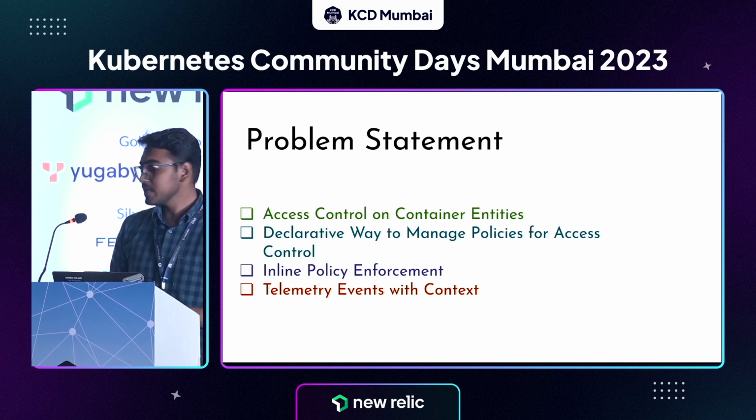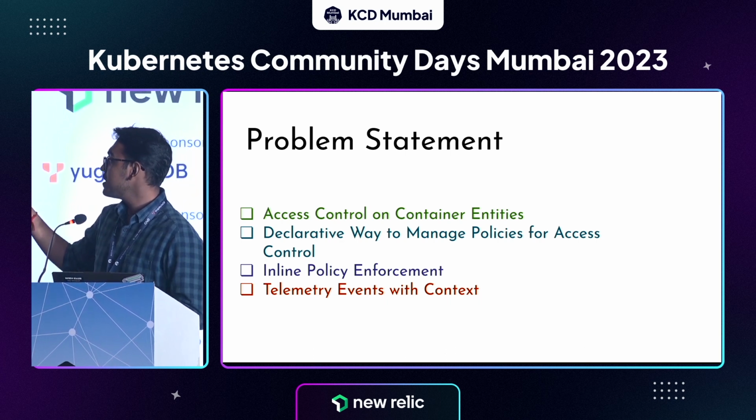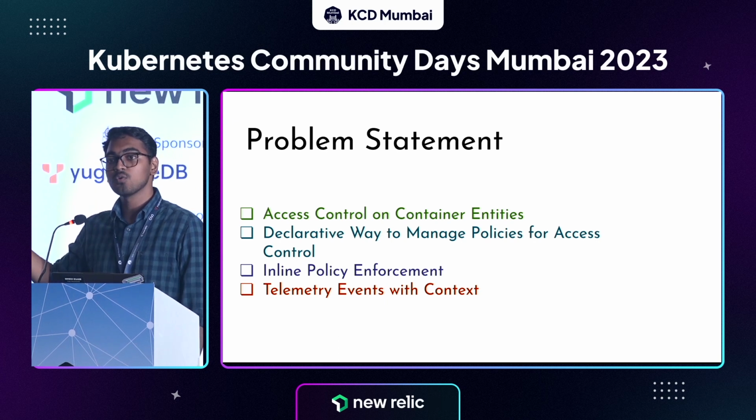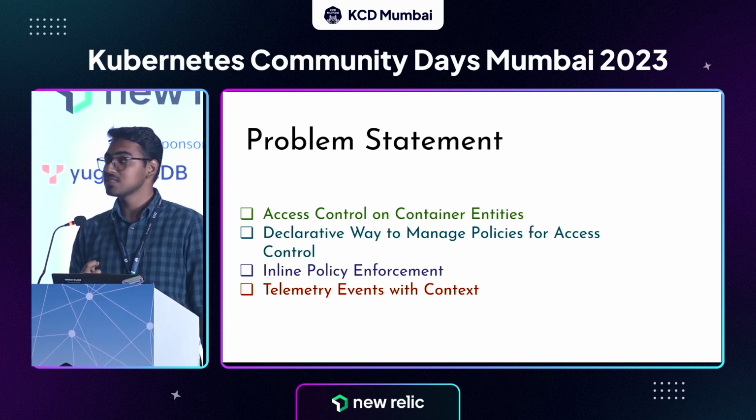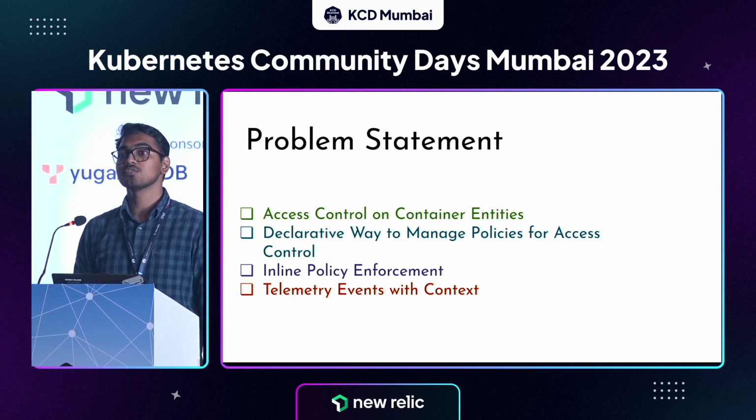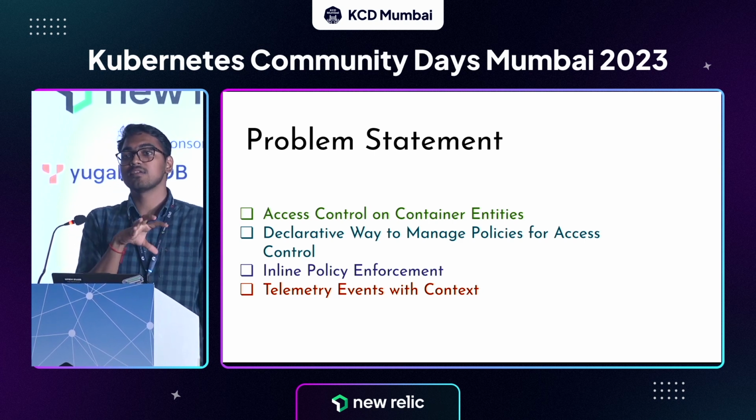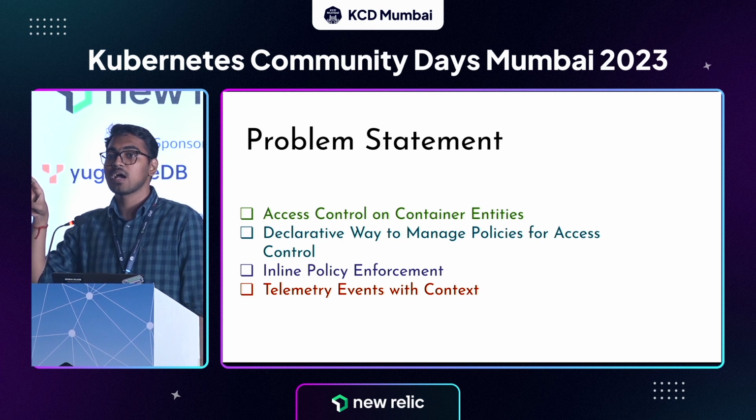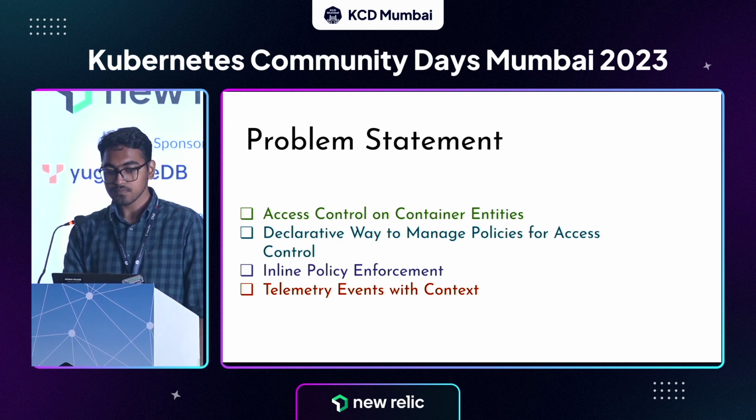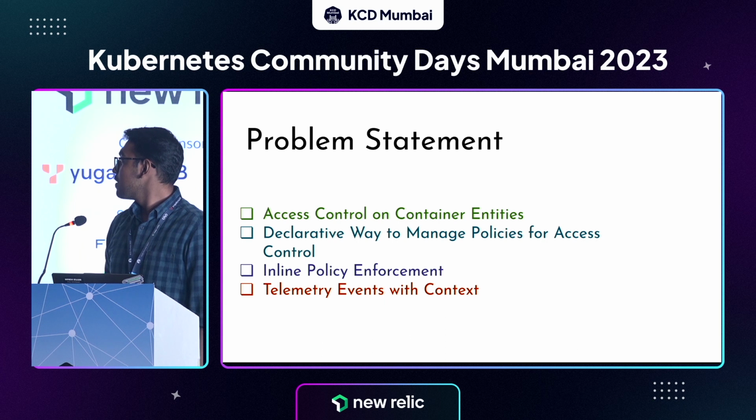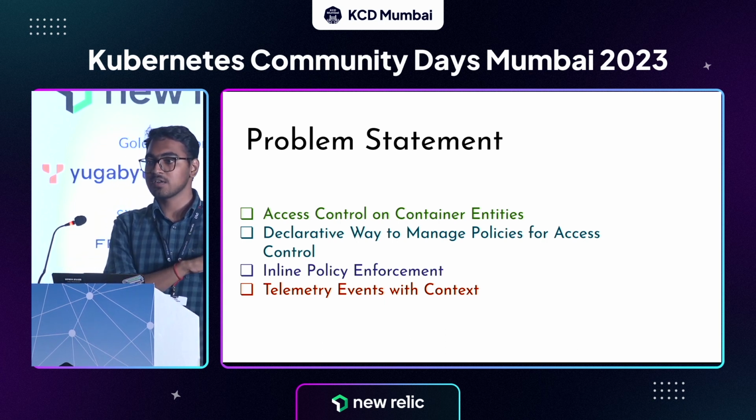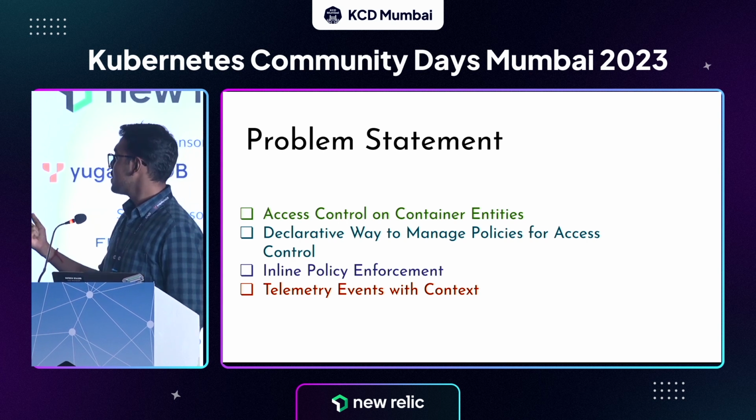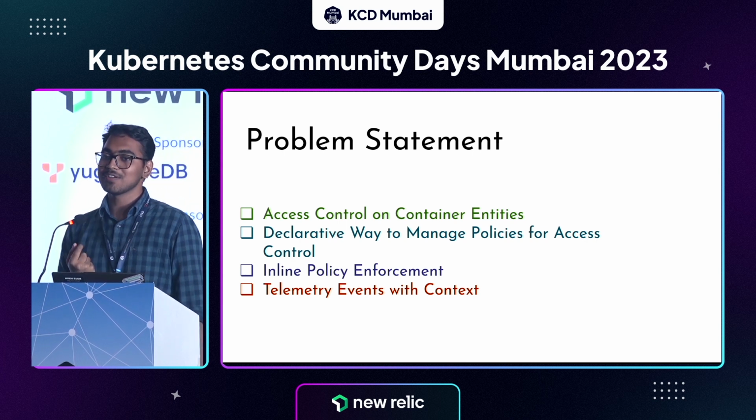So the problem statement I came up with is that we need access control over our container entities. We need a declarative way to manage our policies for access control, such that I can declaratively say which containers need to have which set of policies. We need to have inline policy enforcement. I already talked about the issues with async enforcement. And finally, we need telemetry events with context.